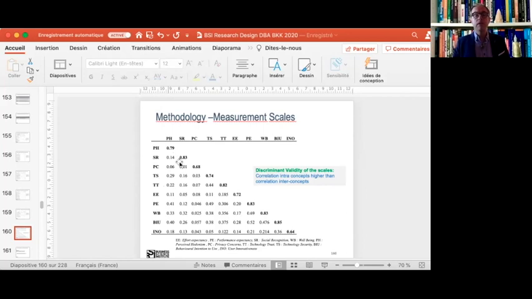Here you can see for social recognition, again, the correlation within the concept is higher than the correlation with the other concepts. And this is valid for all the other concepts. You can see here privacy concerns, technology security, technology trust always have a higher correlation. For example, here 0.74 for technology security. So it's higher than all the correlations with other concepts, namely trust, effort expectancy, performance expectancy, and so on. So this is important to measure.